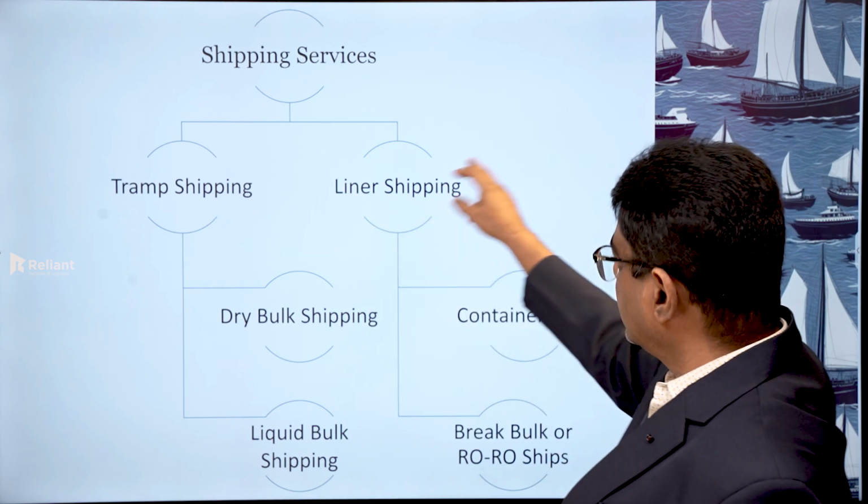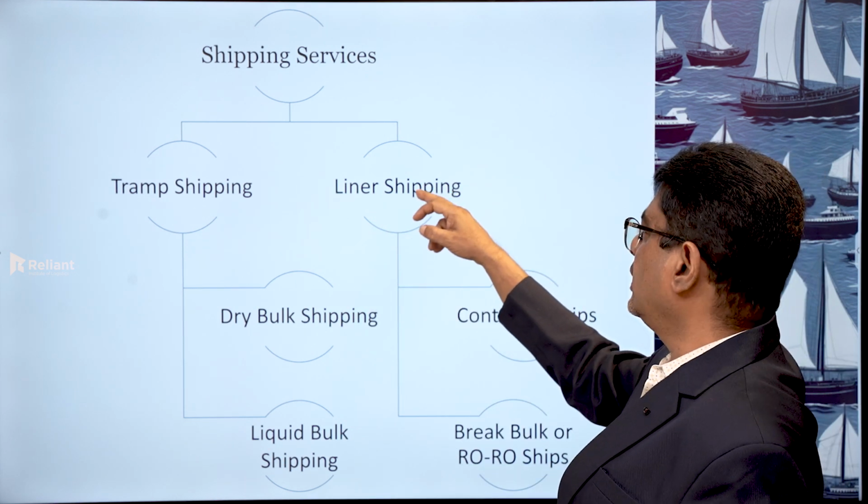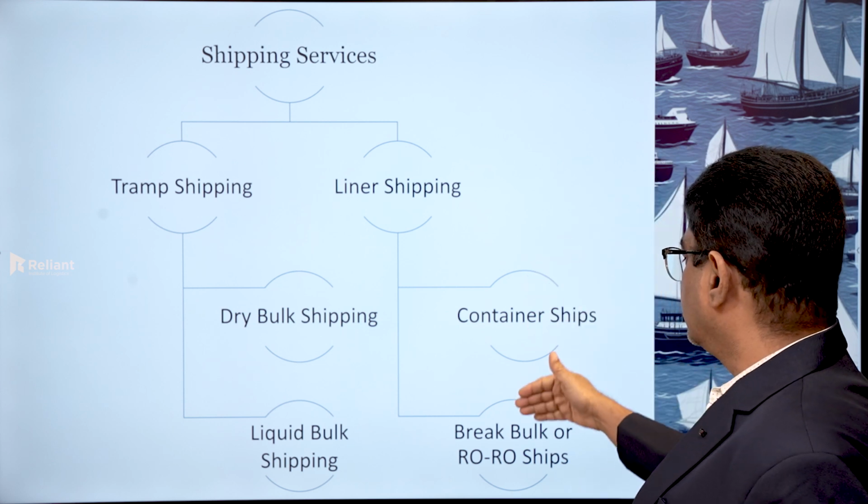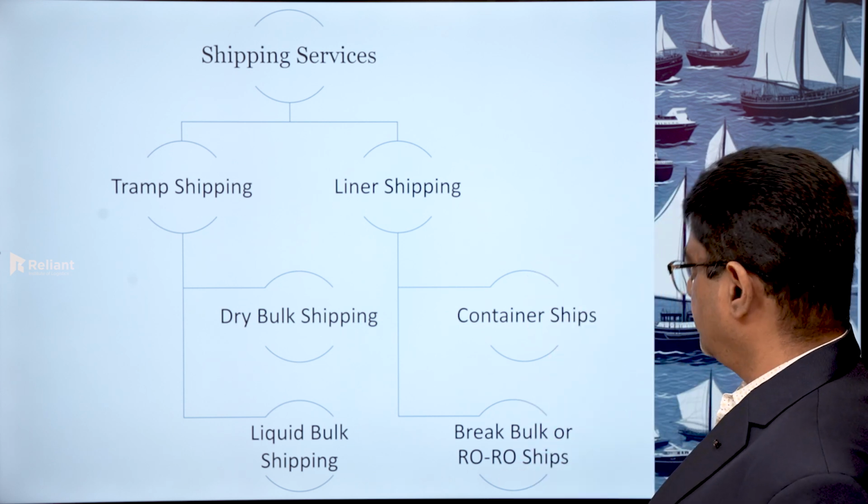Now we come to the second category. It is liner shipping. Liner shipping can be further divided into container ships and break bulk or ro-ro ships.